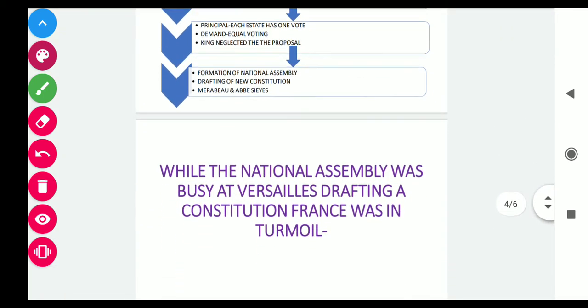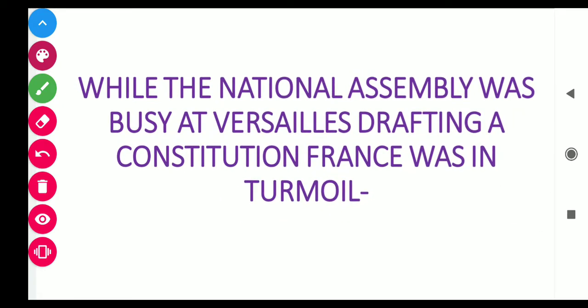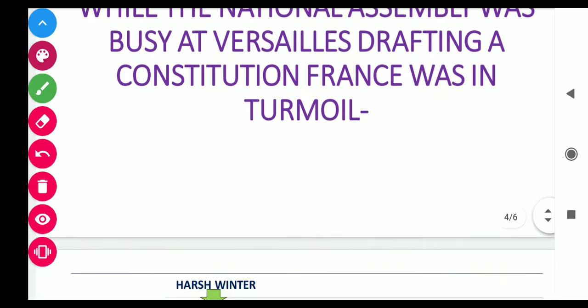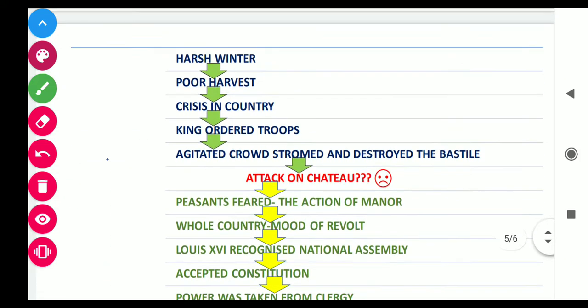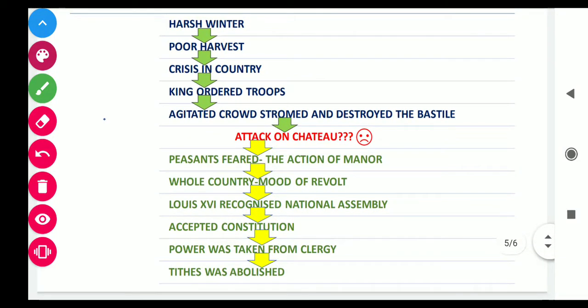Now, while they were busy making the constitution, France was in turmoil. It means the situation in France was not stable. As we already know, the people of France were facing a subsistence crisis, which we discussed in the previous session under economic causes. And added to this, that very year, the harvest was badly affected because of a severe winter. This increased the price of bread. Hoarding of supply by bakers made the situation more critical.